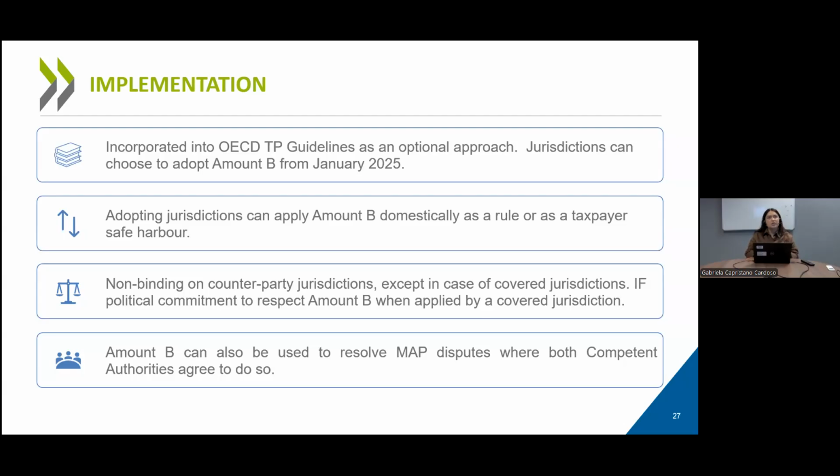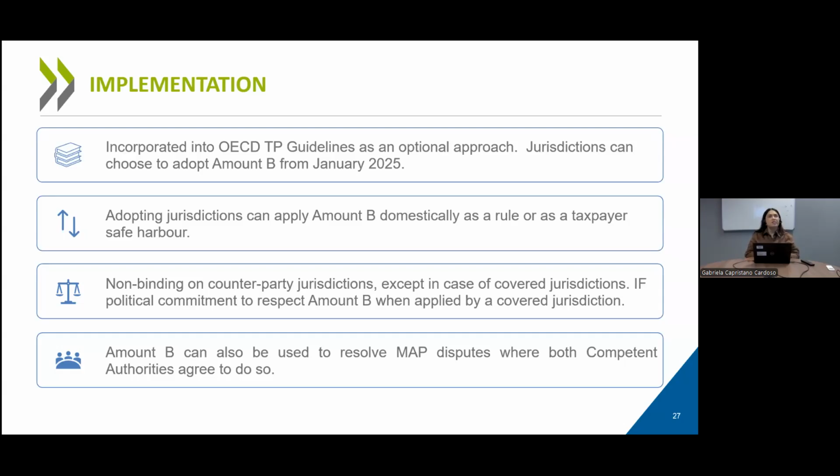It is also not restricted to the Inclusive Framework because it is incorporated in the OECD Transfer Pricing Guidelines, and the OECD Transfer Pricing Guidelines are widely used even beyond the IF membership. So even jurisdictions that are not members of the IF can indeed choose to apply Amount B. Jurisdictions that choose to apply Amount B can do so from January 2025, and they have two options of application. They can apply Amount B either as a rule or as a safe harbor. We are going to touch on the differences of those options in the next slides.